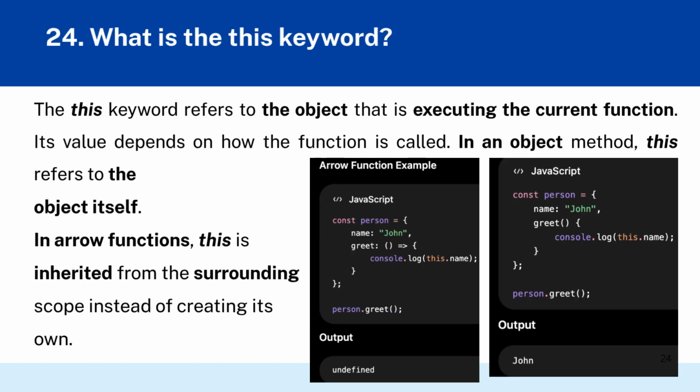What is the this keyword? The this keyword refers to the object that is executing the current function. Its value depends on how the function is called. In an object method, this refers to the object itself. In arrow functions, this is inherited from the surrounding scope instead of creating its own.